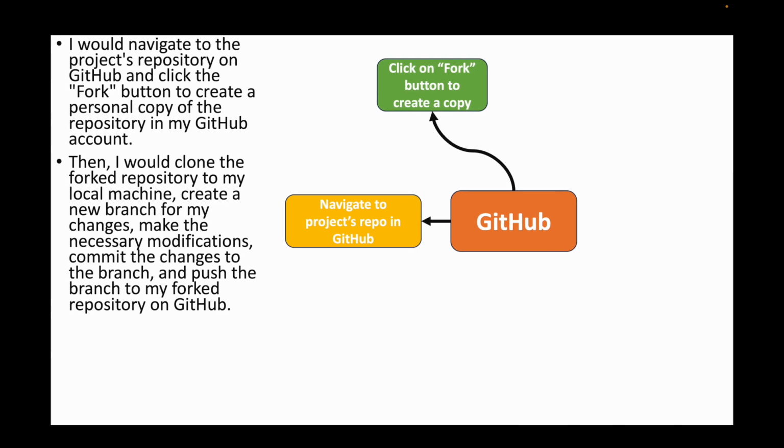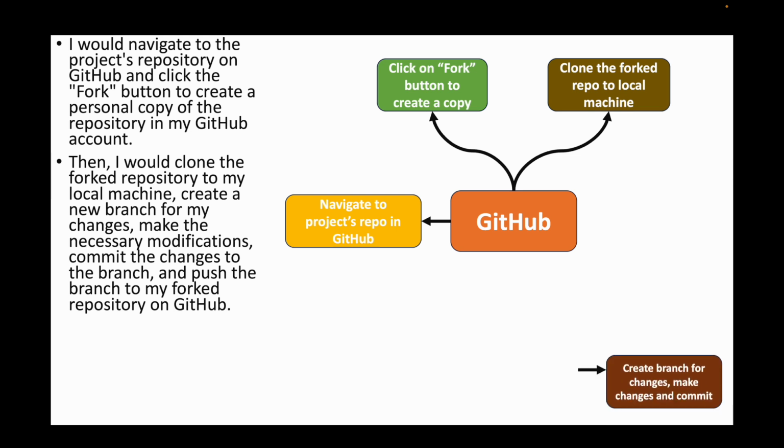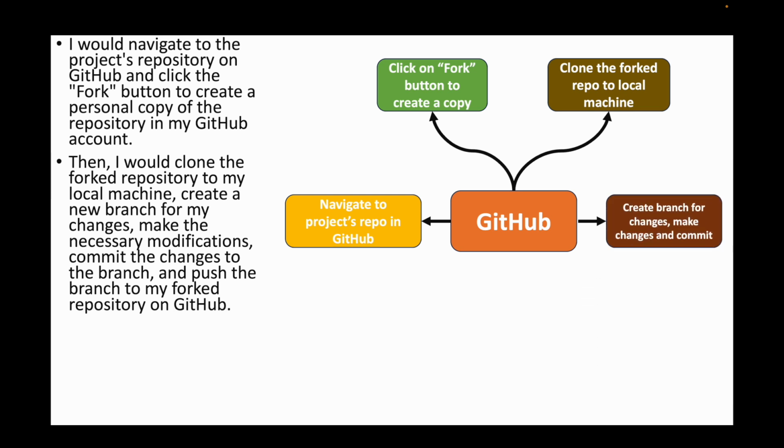Now, once you have done that, you can clone the forked repo to your local machine, right? Running the git clone command. Create a new branch for your changes, make the necessary changes, commit those changes to your branch, and then push that branch to your forked repo in your GitHub account.